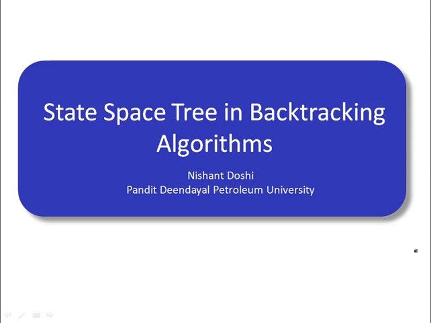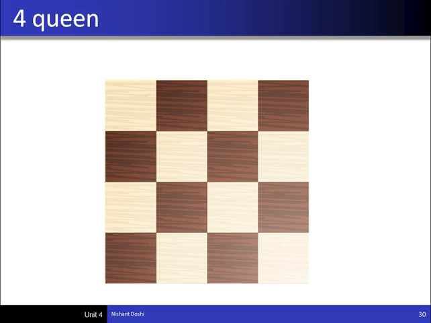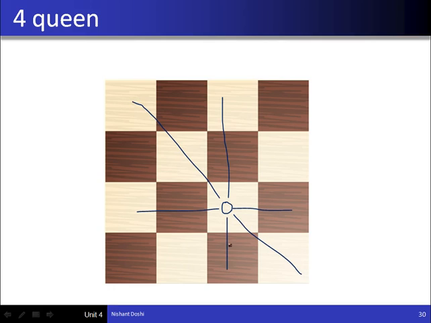So let's take one example of what is state space tree. Now our favorite example, the four queen problem. You are given a total 4 cross 4 chessboard, 4 rows and 4 columns. Now you have to put 4 queens. So consider that if I am putting one queen here, this particular queen can attack along the row, here, here, and also along the column, here and here. So we have to put queens like this, a total of 4 queens.